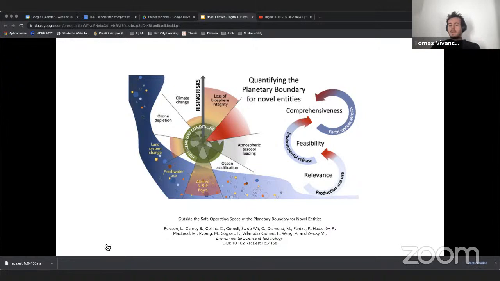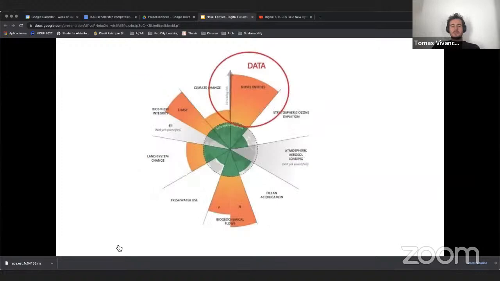Dimensioning in three main stages: the relevance, the feasibility, and the comprehensiveness of these entities in our whole biosphere ecosystems. Well, the results of this were absolutely catastrophic. The Stockholm Resilience Center updated the planetary boundaries framework and published only one week ago how these five boundaries are transgressed, now including these novel entities.